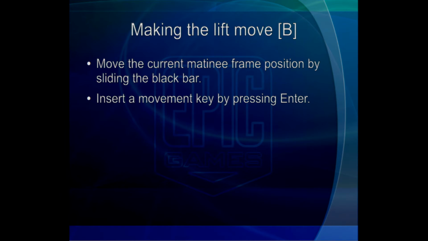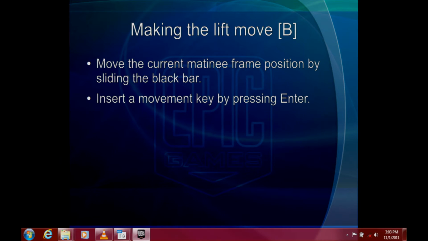One of the things that we're going to do now is insert a movement key. But before we can insert the movement key, we have to create the movement track. And the way we do that is by right-clicking on the human lift group and selecting Add New Movement Track.